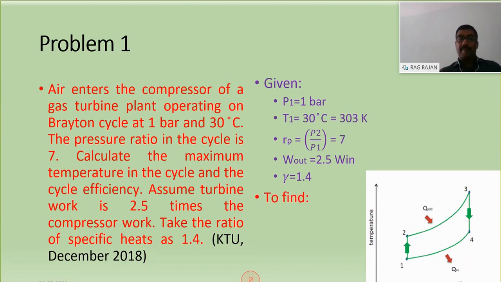Now, what are the things we have to find out? The question is asked to calculate the maximum temperature. Why have I written it as T3? Here you can see 1 is the inlet temperature at the compressor, 2 is the exit of the compressor, and 3 is the exit of the combustion chamber where you are getting the maximum temperature. So you have to calculate T3. After that, you are having T4. T4 is the exit of the gas turbine. Then you have to find out the cycle efficiency.